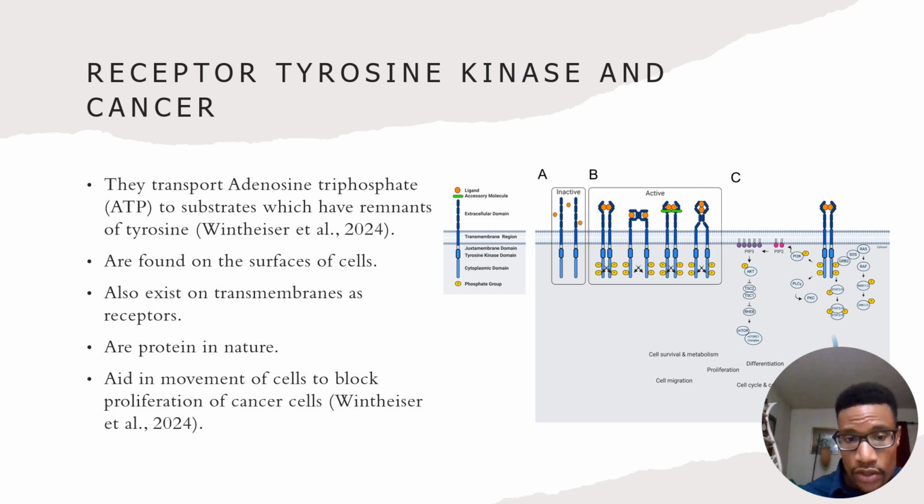So if you see here on this chart, they transport adenosine triphosphate to substrates which have remnants of tyrosine. They are found on the surface of cells. They also exist on transmembranes as receptors. And they are protein in nature, and they aid in the movement of cells to block proliferation of cancer cells.